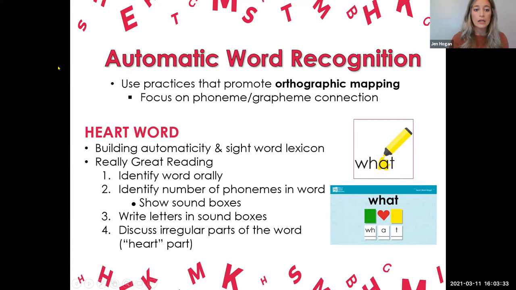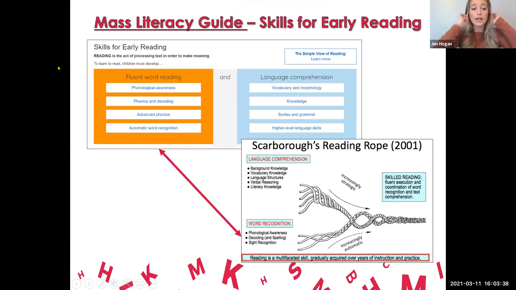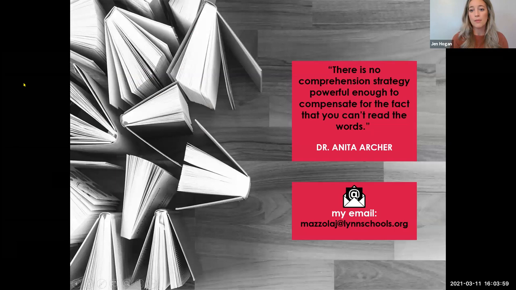Back just to give us an overview again and wrap our heads around what we just talked about, we focused on the fluent word reading side. We went through phonological awareness, some phonics and decoding, and then how both of those funnel into automatic word recognition, which is one strand of Scarborough's Reading Rope. And finally, this is one of my favorite quotes by Anita Archer. There is no comprehension strategy powerful enough to compensate for the fact that you can't read the words. For me, especially with so many students that still struggle to read, this is a really powerful quote.